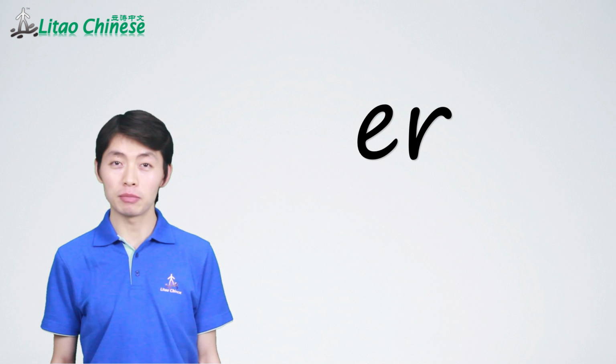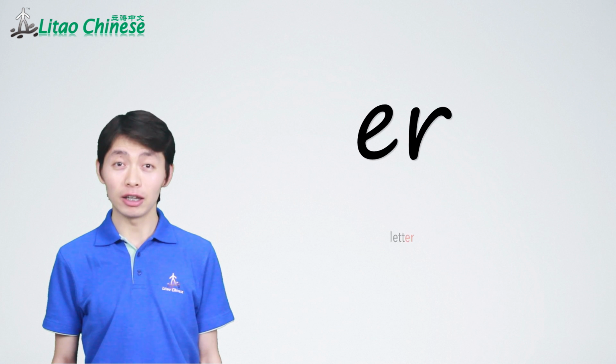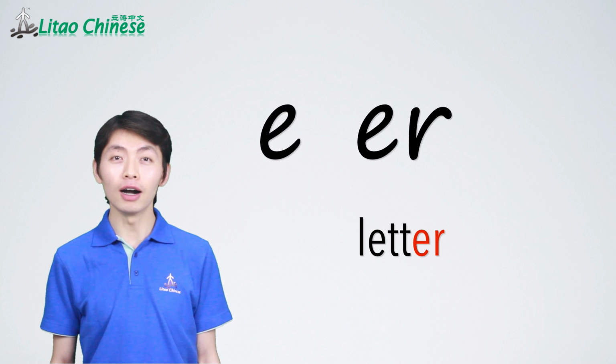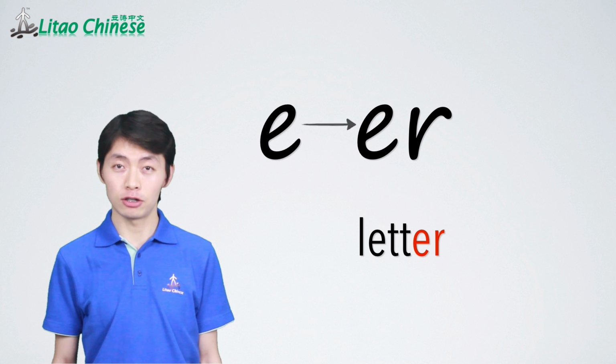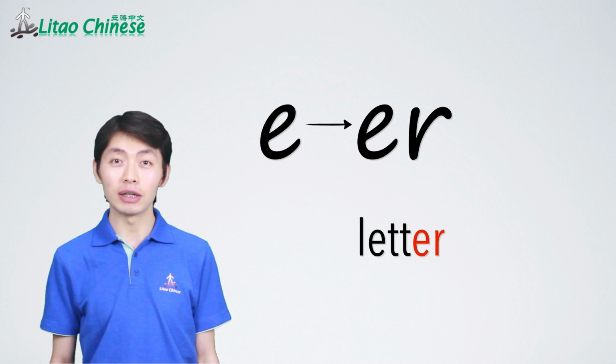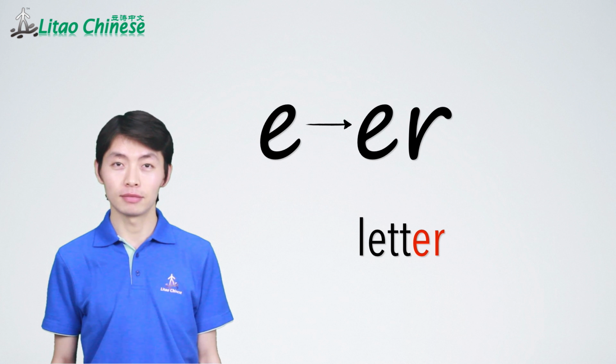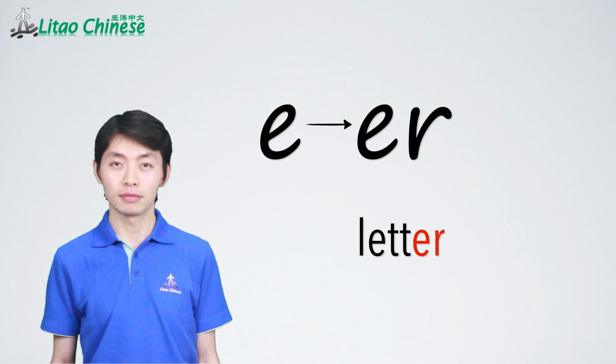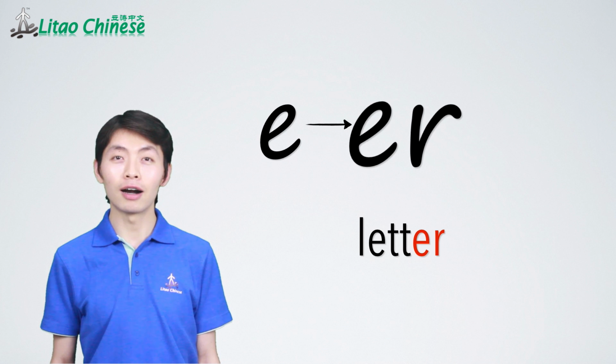The seventh one is r. This sound is similar to er in English with an American accent, letter. To make this sound, you can start with Chinese e, then curl the tip of your tongue up and back very quickly. Please repeat after me. R, r.